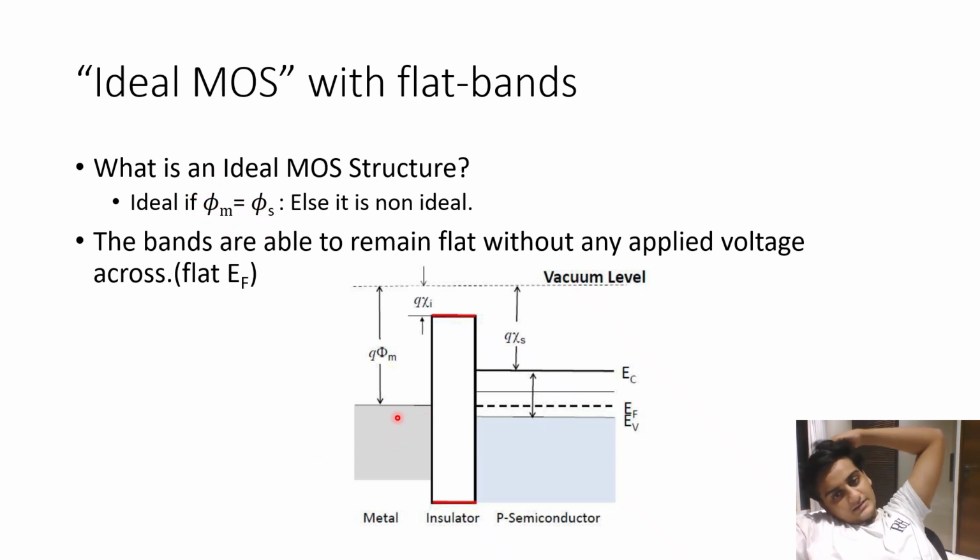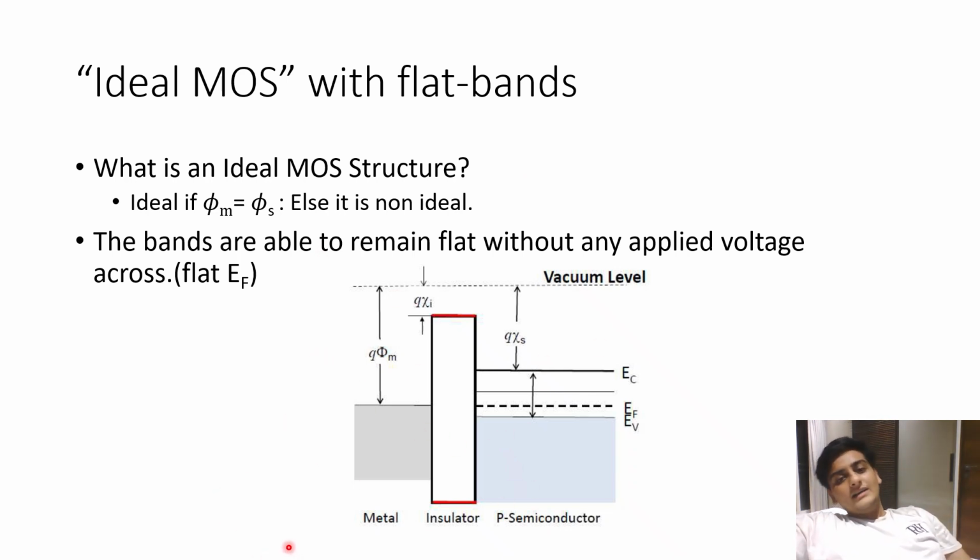So for the metal, this is the Fermi level as well as the conduction band edge. We discussed why they're equal. For the semiconductor, this is the Fermi level. And since the distance from the vacuum level for both the metal as well as the semiconductor is the same, this MOS is called an ideal MOS.